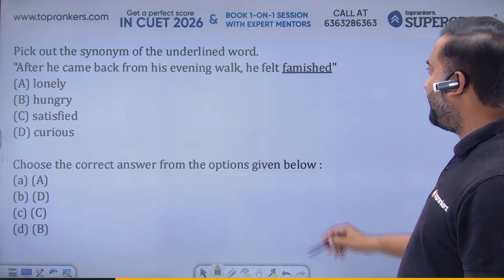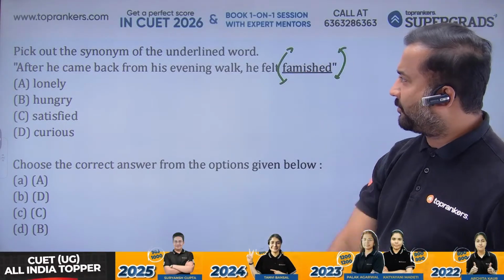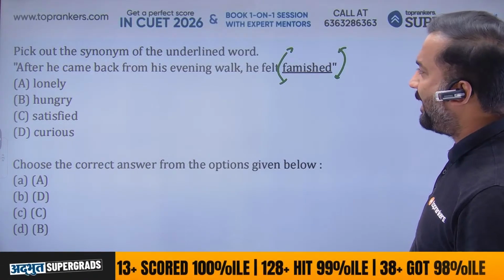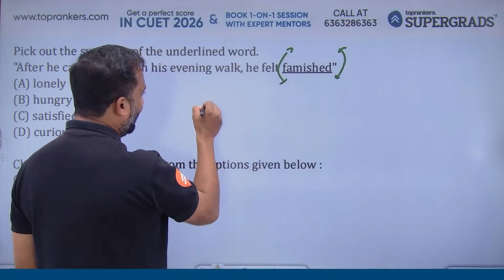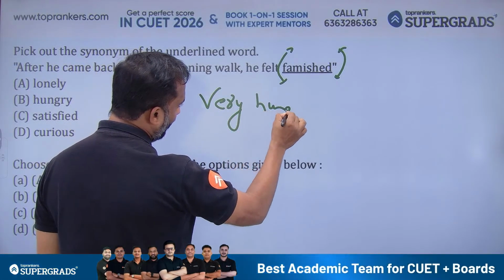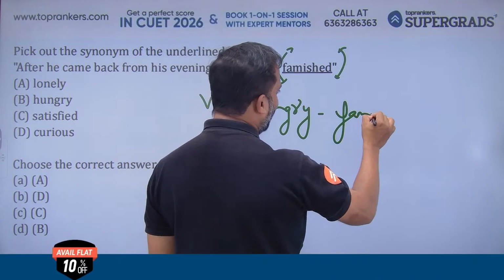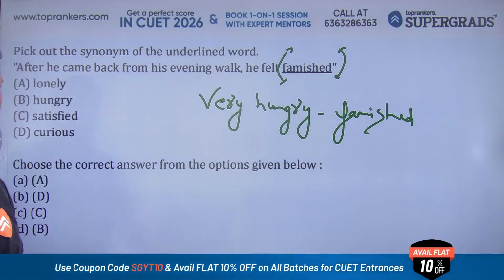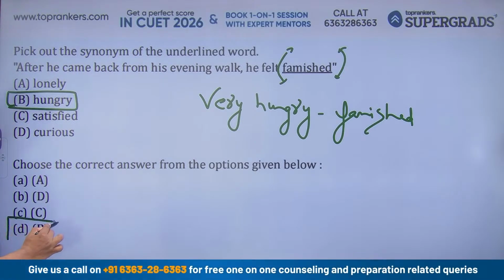Next question is famished, and sentence भी पता है, which is a good thing. So after he came back from his evening walk, he felt famished. So famished is when we say someone is very hungry. That is what famished means. So the correct word is in part B, और B लिखा हुआ है ऑप्शन D में.